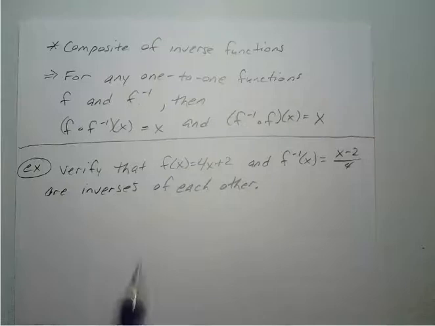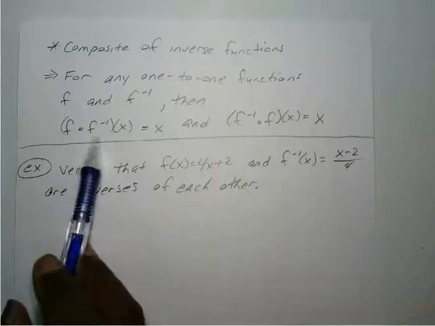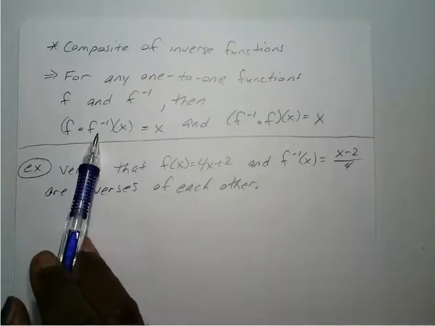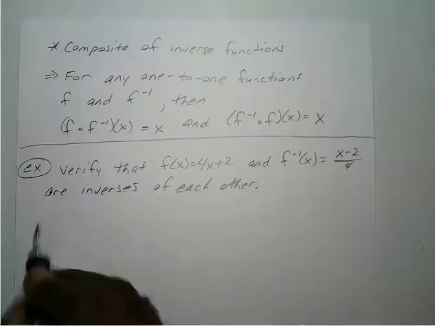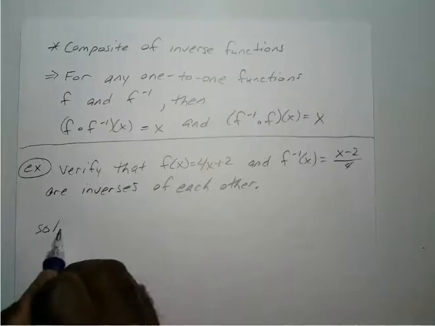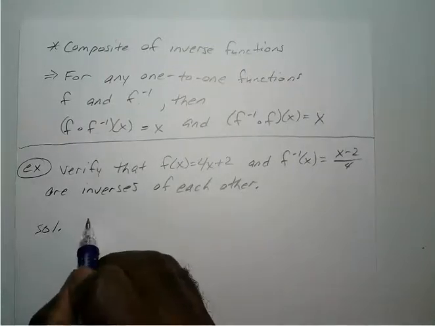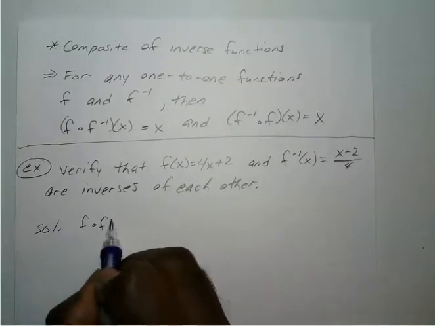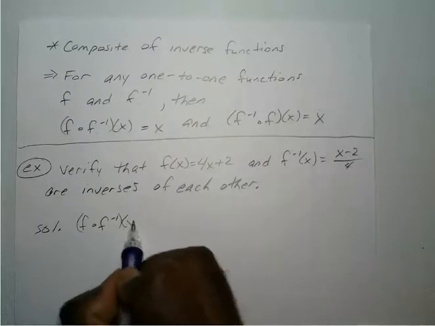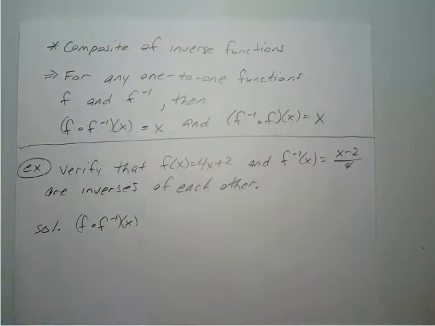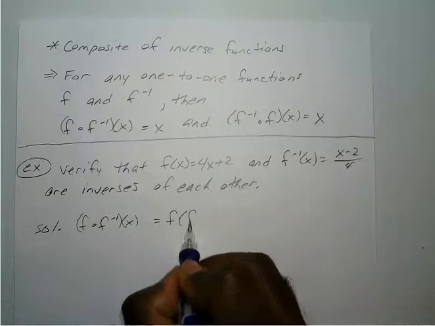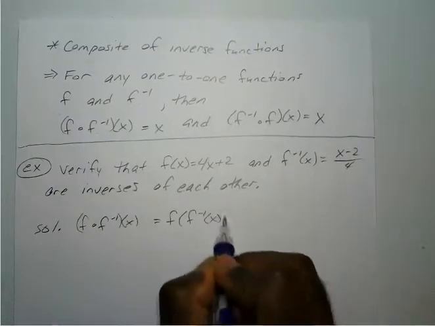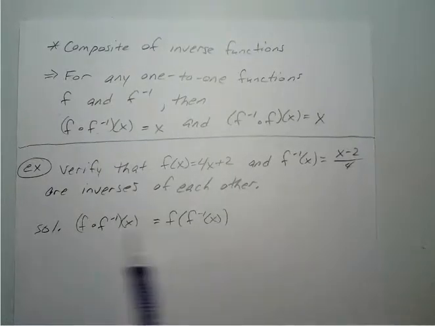Okay. Well, that means if we take the composite of f and f inverse, it should all cancel down to where our final answer would be just x. So let's say we want f of f inverse of x. We go ahead and just rewrite that. That's really just equal to f of f inverse of x. Same thing, just written differently.